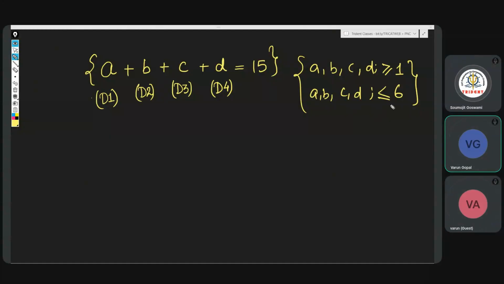ABCD has to be less than 6. What if A is equal to 7? B first, plus C. First of all, I'm not solving this. We'll reach this question later.